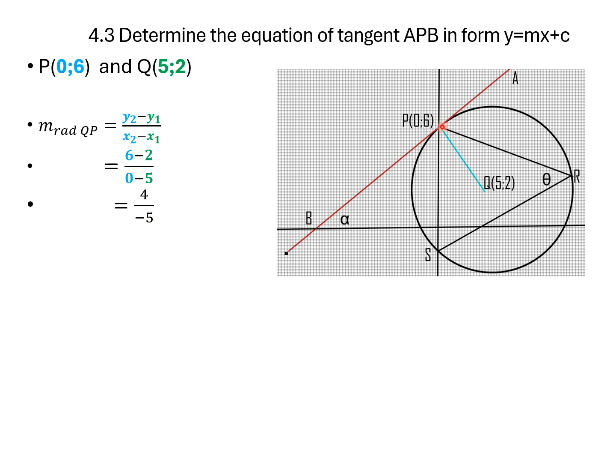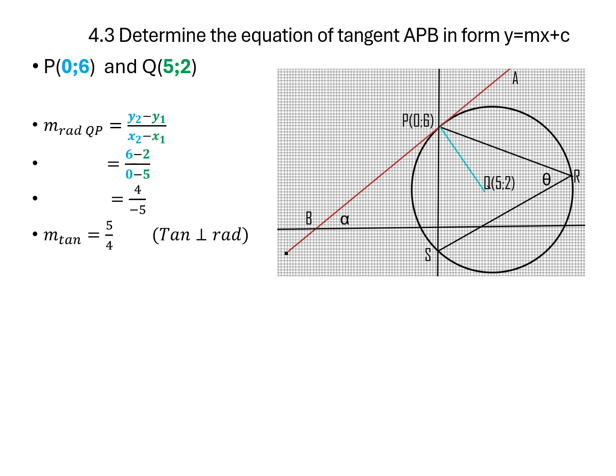But remember, a radius and a tangent always meet at 90 degrees. So that means the gradient of the radius times the gradient of the tangent must always equal minus 1. So the gradient of the tangent here would be positive 5 over 4. My reason would be tangent perpendicular to radius. So that times this must always give me minus 1. We just flip the fraction and change the sign. So 4 over 5 became 5 over 4 and negative became positive.